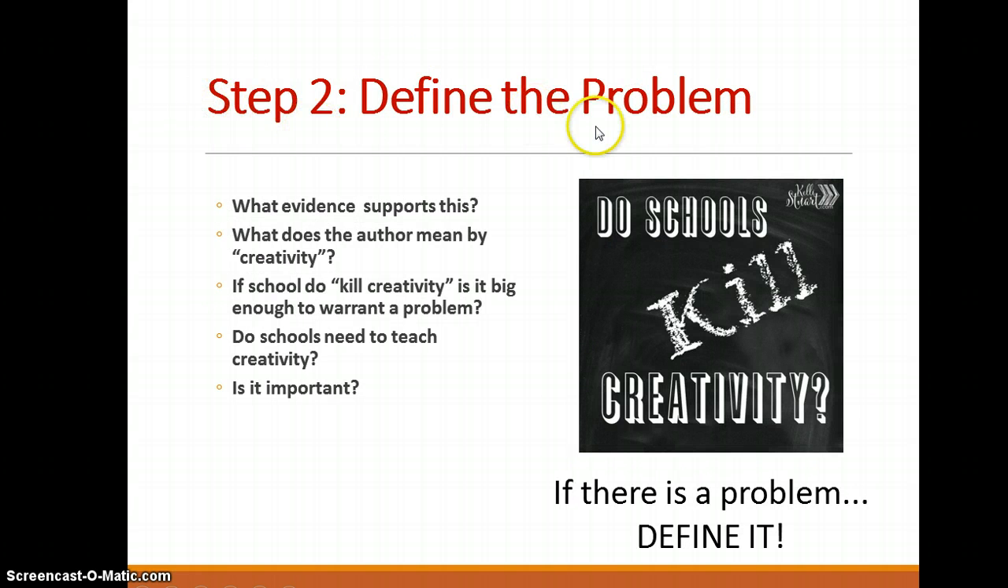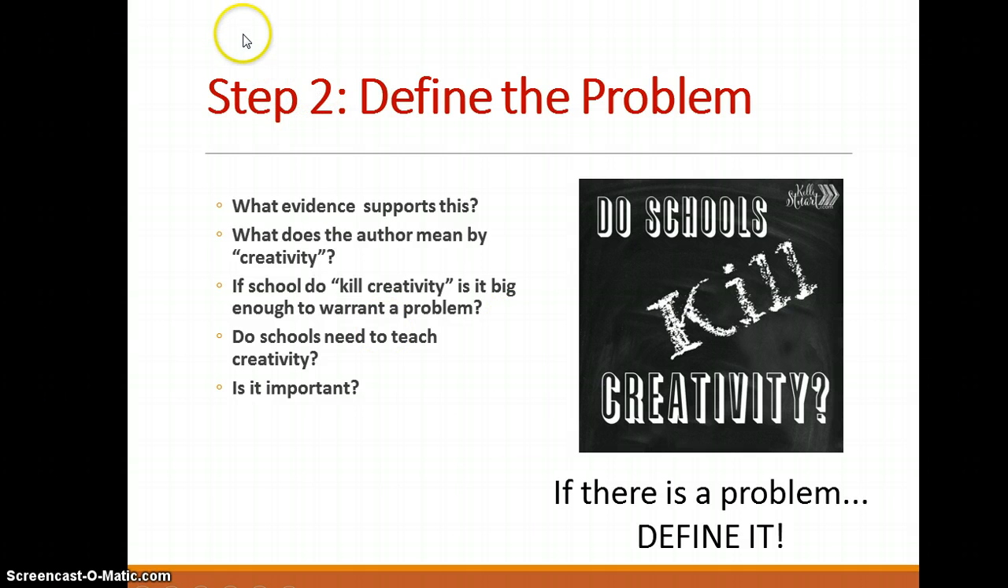The next step would be to define the problem. Do schools really kill creativity? And what evidence do we have to support this? What does the author even mean by creativity? And if a school does quote unquote kill creativity, is it a big enough issue to warrant a problem that we need to solve? Do schools need to teach creativity, or is that something that people just do on their own, like take a pottery class on the side? And most importantly, is it important enough for us to be talking about?